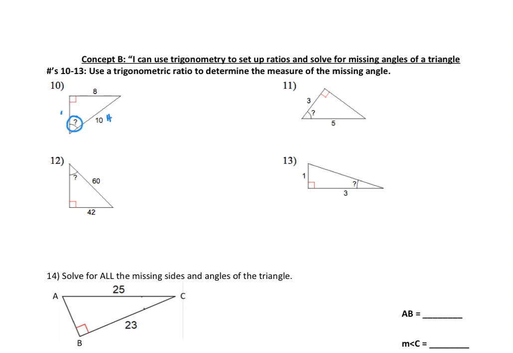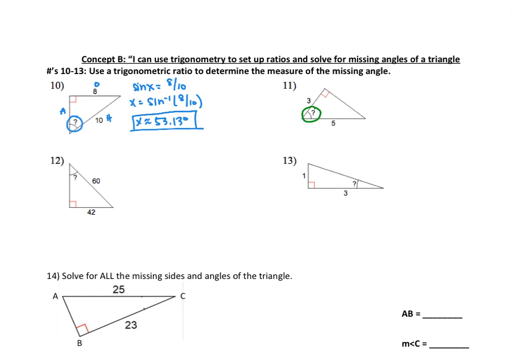So 10 is my hypotenuse, this is my adjacent, and this is my opposite. So I have the O and the H, which means I'm going to use sine. So sine x equals 8 over 10. And then since we're solving for the angle, we use the inverse. So sine inverse, 8 divided by 10. And then we just put that in our calculator. So inverse sine 8 divided by 10, we get x is approximately 53.13 degrees.